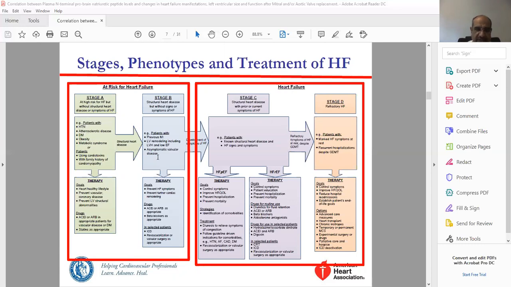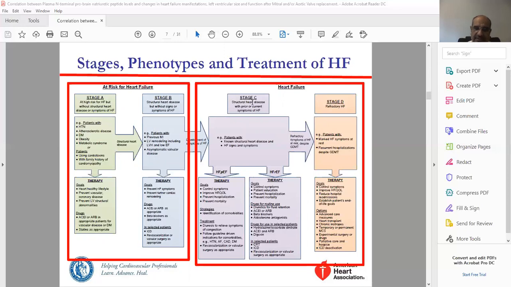And then stage B are patients who have structural heart disease, but no heart failure symptoms yet. We call them stage B, like a patient with asymptomatic LV dysfunction due to myocardial infarction, for example, or a patient with concentric left ventricular hypertrophy before the development of any symptoms. So this is stage B heart failure.